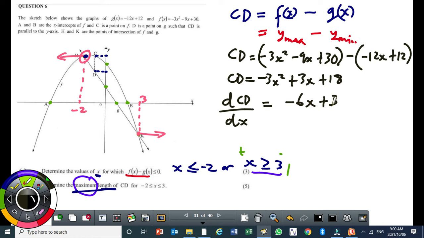It's following that. Then we equate that derivative to 0. So if we equate to 0, we get minus 6x plus 3 equal to 0. This will give me minus 6x equal to negative 3. Then if you do your division, you get x equal to a half.